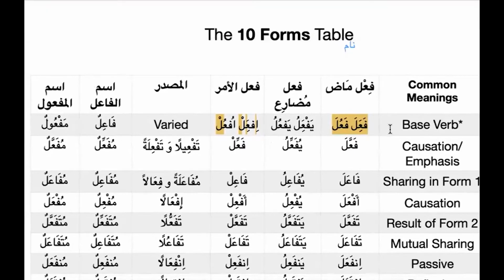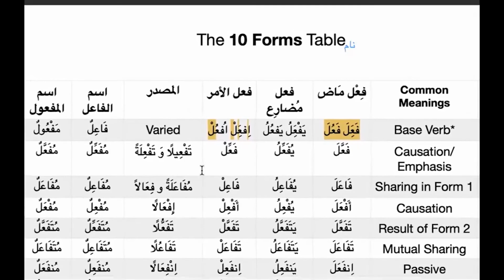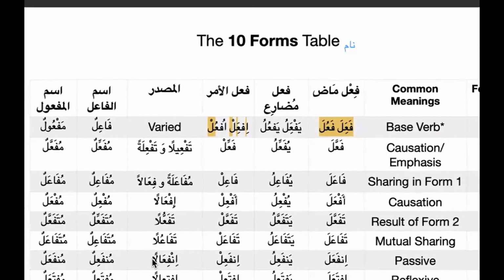Okay, let's look at form three. Form three, sharing in form one. So when you see form three, fa'ala, yufa'ilu, mufa'il, this has an extra alif, and it means that two people are doing the action, but there's an emphasis on the person who started the action.